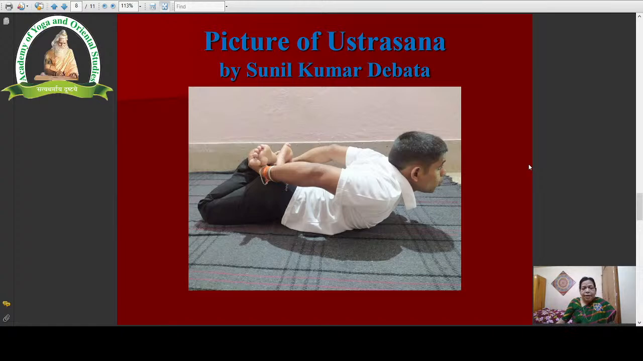He is lying on his chest or on his belly, with his face downwards, and he has bent both his legs, and he is holding both his legs in reverse order. He is holding the right leg by the left hand and the left leg by the right hand. And then he has contracted his abdominal area as well as his mouth. So this is the picture of Ustrasana. This is the asana which resembles a sitting camel.